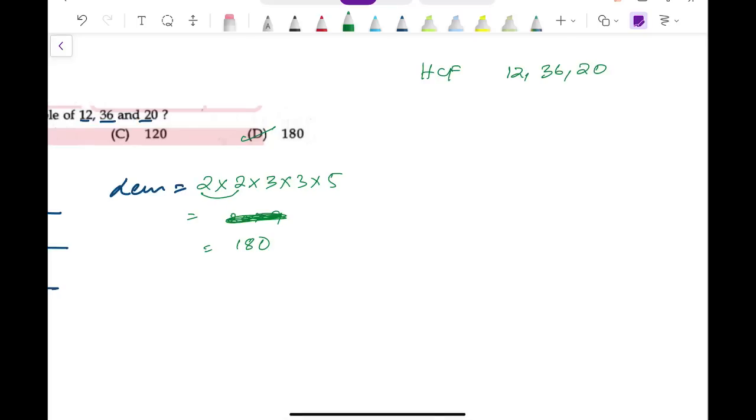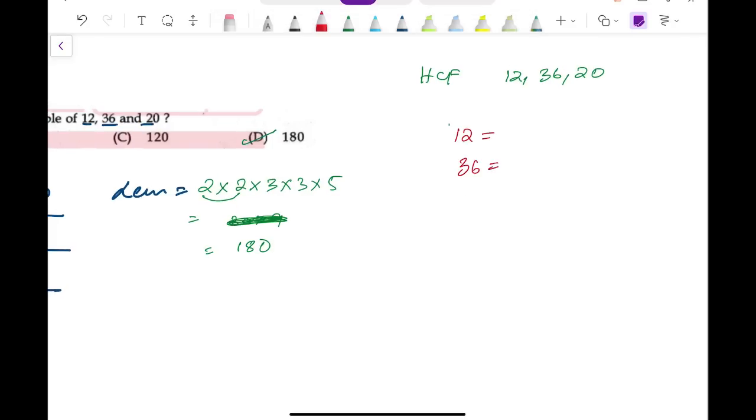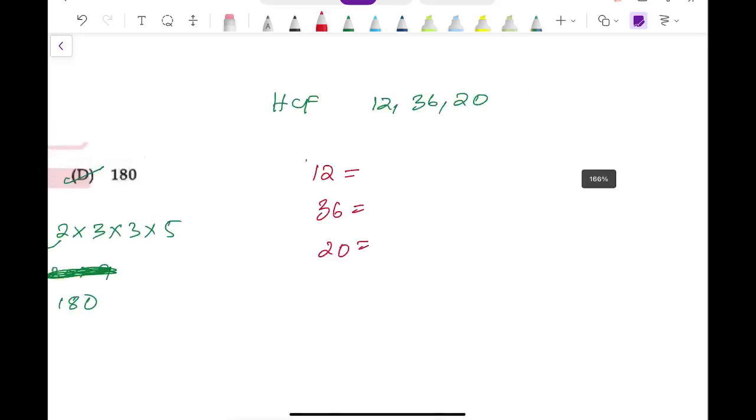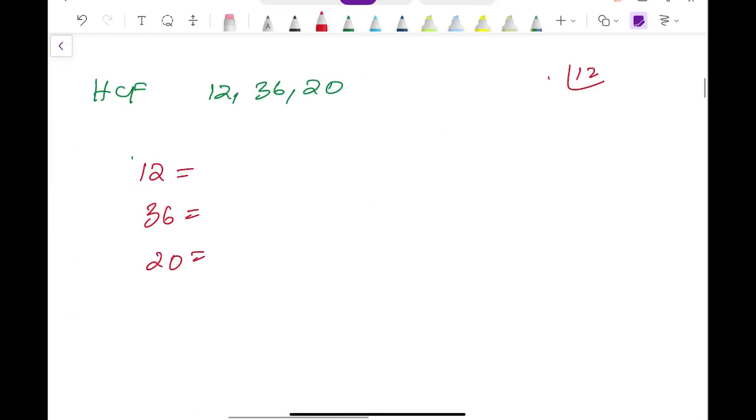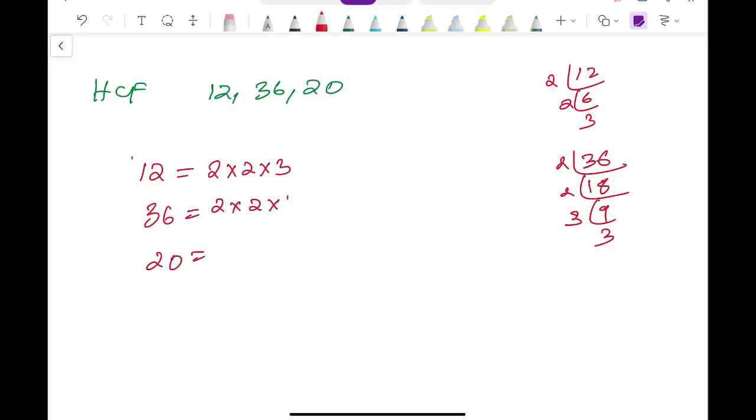Then in that case, what do you do? You take every number separately. So I'll take it like this. I'll find the factor of 12, the factor of 36, and the factor of 20. So how do we find the factor of 12? It can be written as 2 6s are 12, 2 3s are 6. That means 12 can be written as 2 into 2 into 3. What about 36? 36 can be written as 2 18s are 36, 2 9s are 18, and 3 3s are 9. So this can be written as 2 into 2 into 3 into 3. What about 20 here? 20 can be written as 2 10s are 20, 2 5s are 10. So this can be written as 2 into 2 into 5.